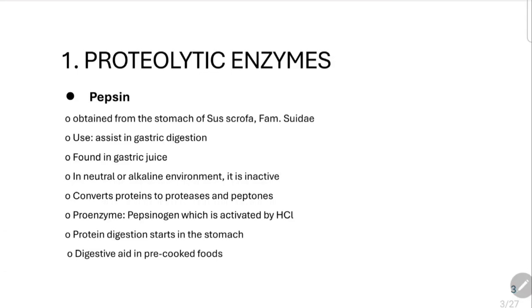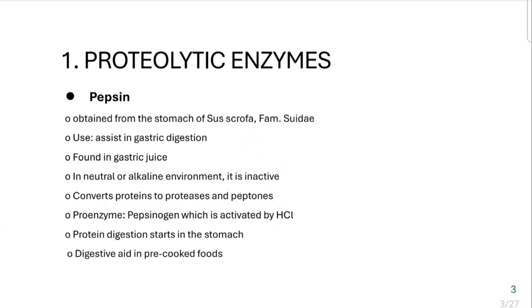Okay, so first we have your proteolytic enzymes. Proteolytic enzymes are usually used for digesting protein. That's why it's called proteolytic enzyme. First we have your pepsin. Pepsin is obtained from the stomach of Sus scrofa, family Suidae. Its use is to assist in gastric digestion.